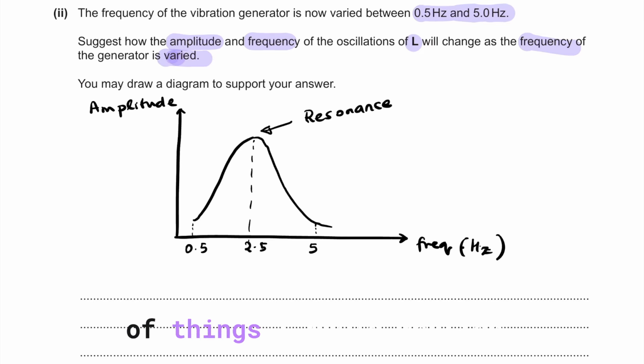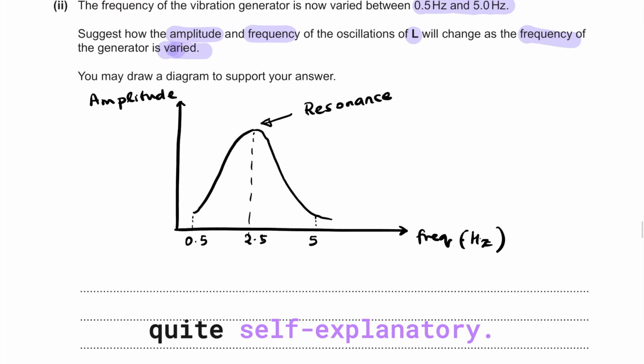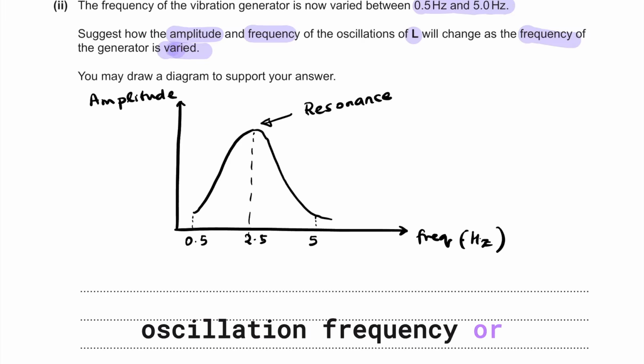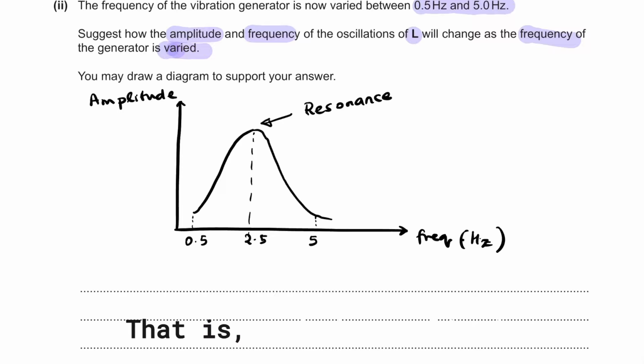So those are the couple of things I would mention, but I think everyone is very aware of this diagram, being quite self-explanatory. When the frequency of the vibration generator meets the oscillation frequency, or natural frequency, it would resonate at 2.5 Hz, and the amplitude will be maximum at resonance. Let's move on to the next part.